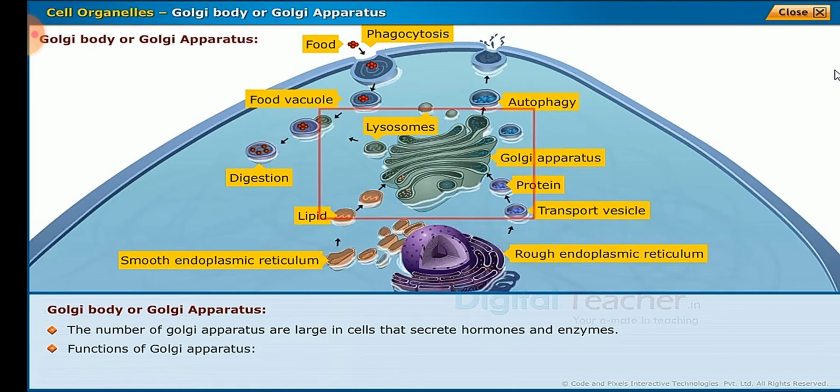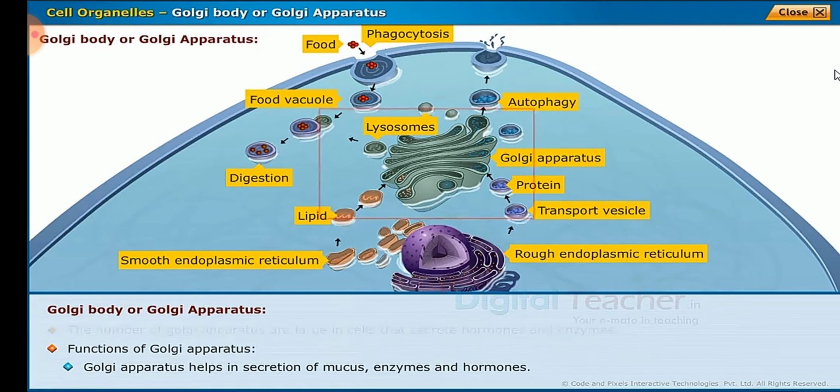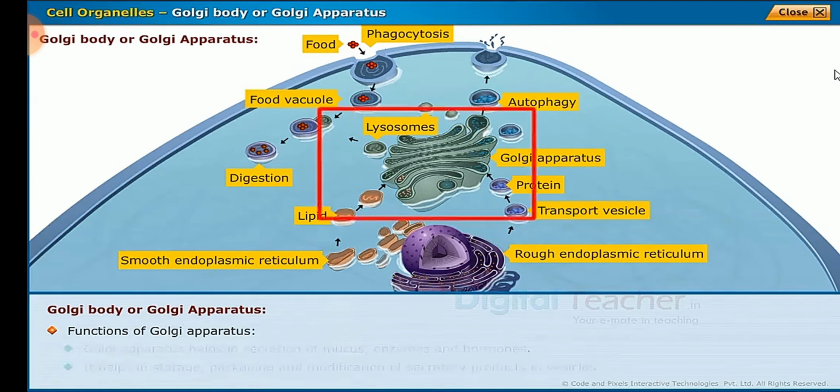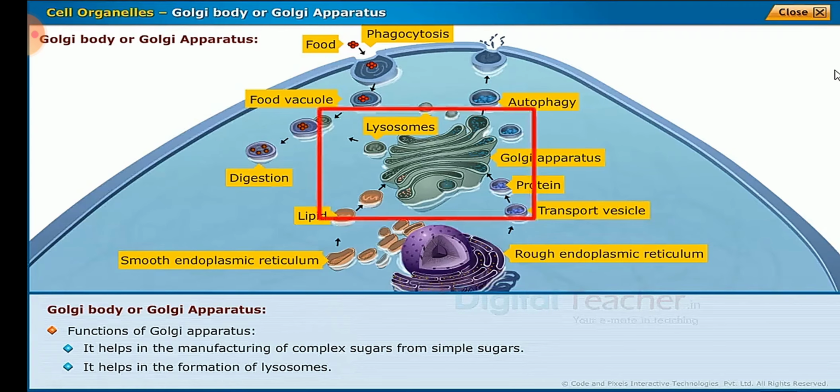Functions of Golgi apparatus. Golgi apparatus helps in secretion of mucus, enzymes and hormones. It helps in storage, packaging and modification of secretory products in vesicles. It helps in the manufacturing of complex sugars from simple sugars. It helps in the formation of lysosomes. Now, let us learn about lysosome.